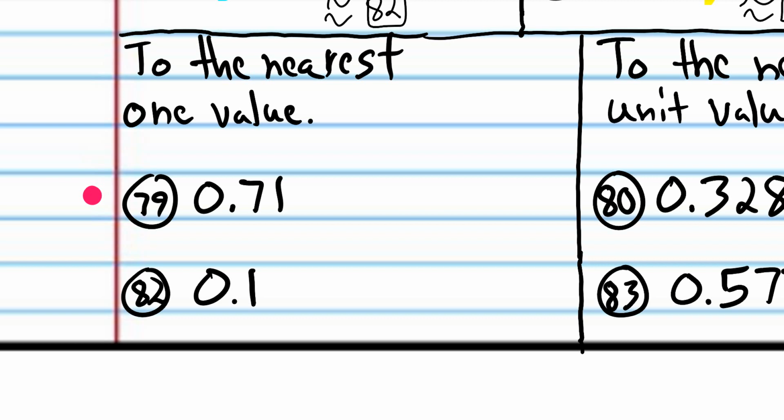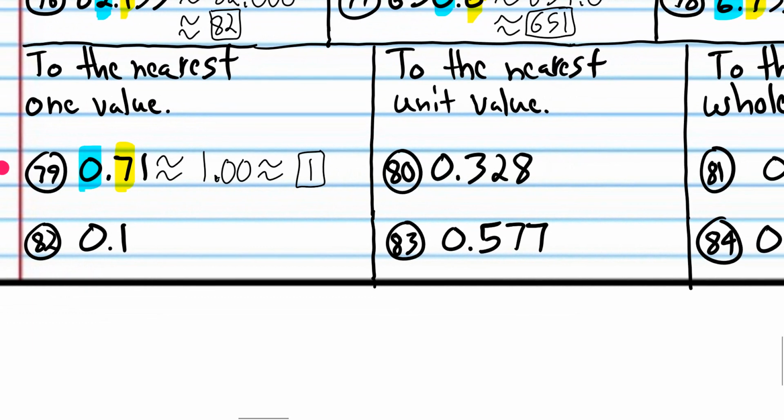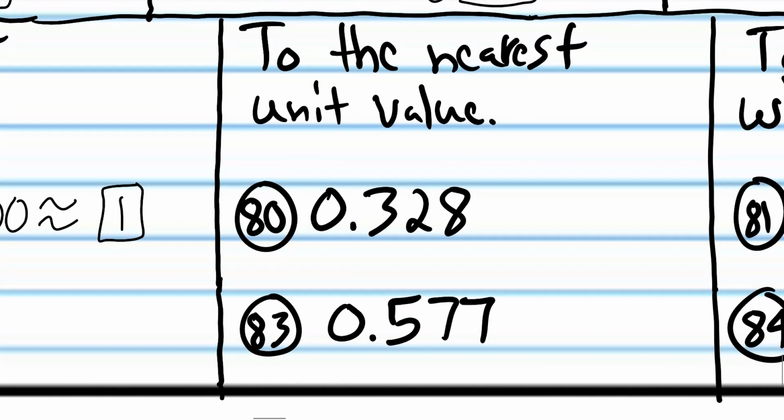All right, now we're going to round to the nearest ones place. The ones place is here. So the 7 tells us to round up. So that means the 0 goes up to 1, and the other numbers go to 0. But we can just write 1. So these problems are pretty much the same thing too. Why don't you try number 80, and when you come back, we'll do it together.